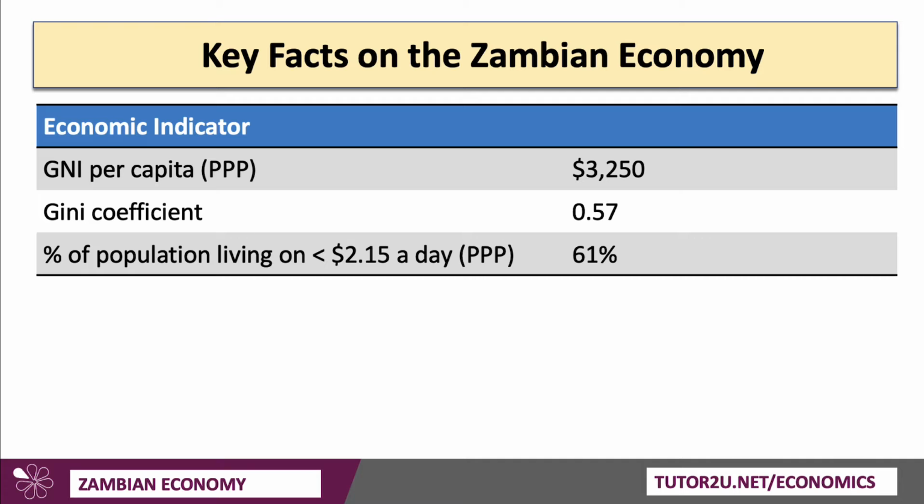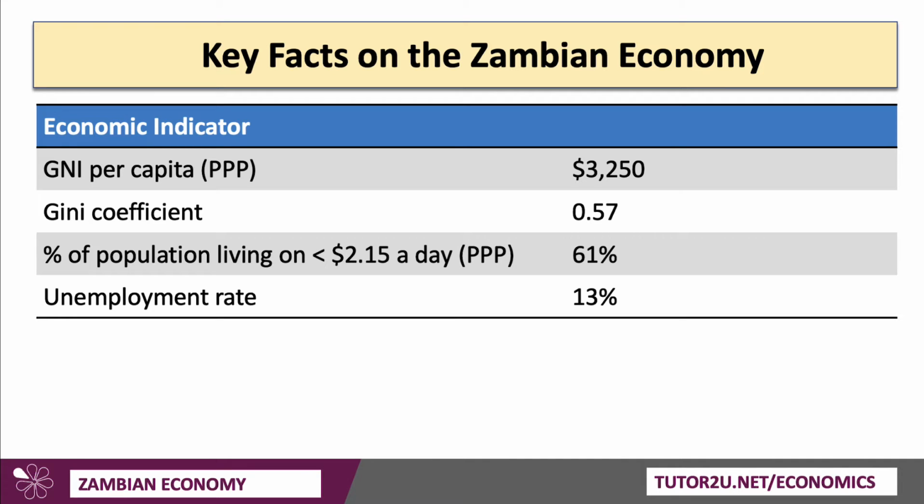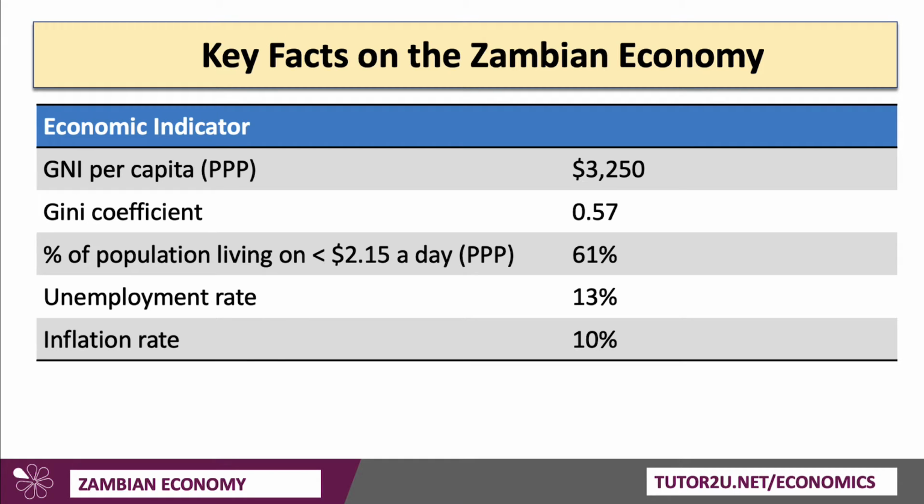And as I've mentioned before, 61% of their population are living on less than $2.15 a day PPP. Unemployment, well, it has come down a little bit, but it's still pretty high, 13%. And of course, in countries such as Zambia, there's a lot of hidden unemployment and underemployment, particularly in rural areas. Inflation, they've really struggled to get inflation down, particularly with a weak currency. They have ambitions to bring inflation down to somewhere between 6 to 8%, but it's currently around 10%. And again, think about why high inflation could be damaging for a developing nation such as Zambia.